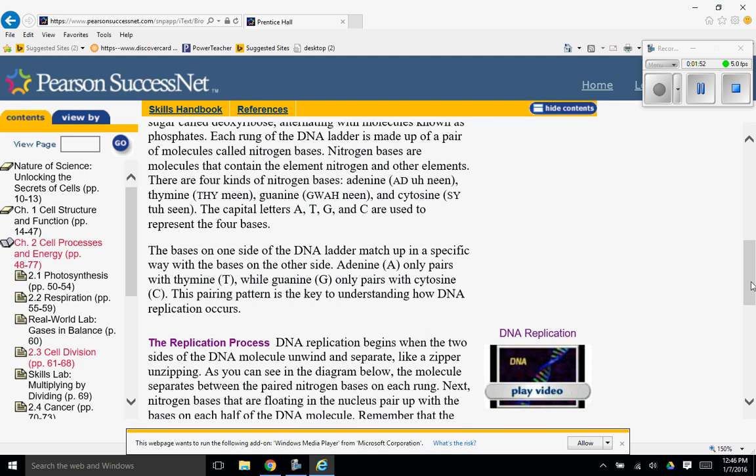The bases on one side of the DNA ladder match up in a specific way with the bases on the other side. Adenine only pairs with thymine, while guanine only pairs with cytosine. This pairing pattern is the key to understanding how DNA replication occurs.